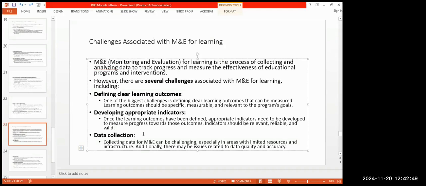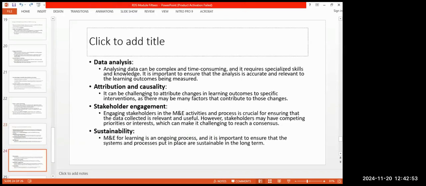If it's not easy, then the other one is analysis, another one related to data collection. Analyzing data is not a cup of tea for everyone, because most of the data can be complex and time consuming. So that's another one. If you are having a problem with the analysis, you're unlikely to thrive on M&E for learning.